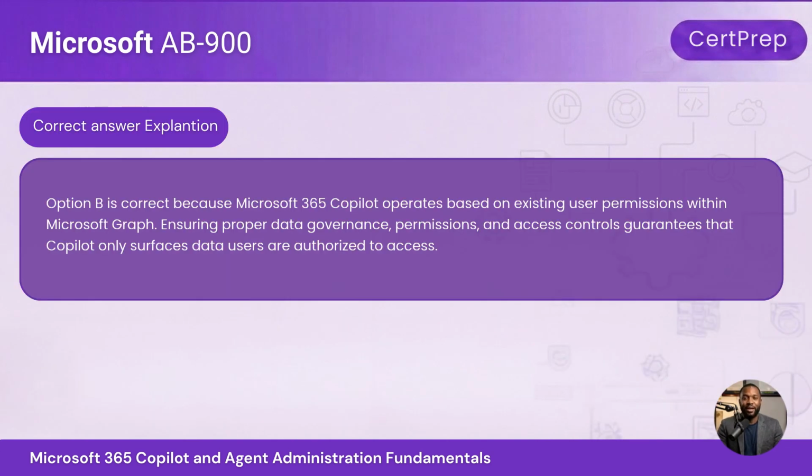Option B is correct because Microsoft 365 Copilot operates based on existing user permissions within Microsoft Graph. Ensuring proper data governance, permissions, and access controls guarantees that Copilot only surfaces data users are authorized to access.